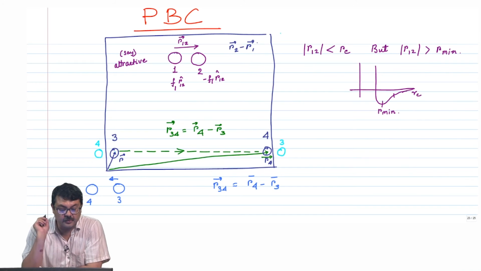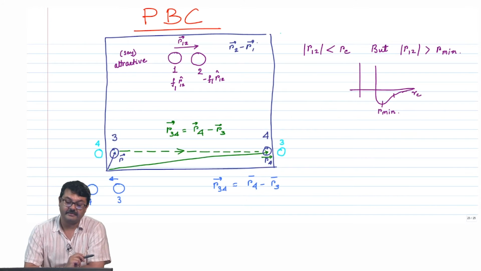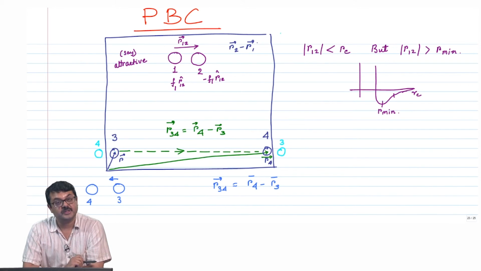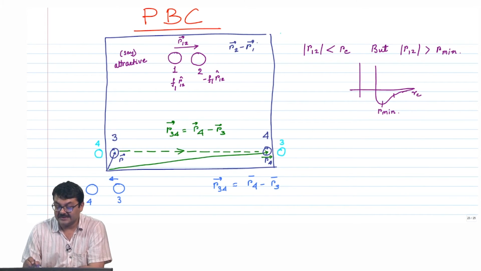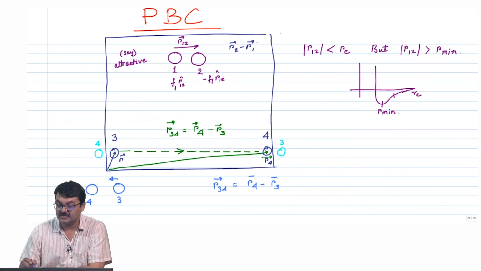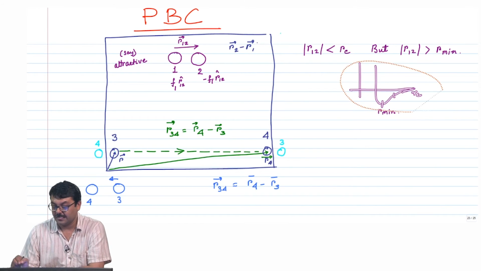Now, suppose this is your particle number 1 and this is particle number 2, and they are interacting by Lennard-Jones interactions, and this is the R 1 2 vector going from particle number 1 to 2, and suppose the magnitude of R 1 2 is such that R 1 2 is less than R c, so that there is an interaction, the interaction is not 0, but R 1 2 is greater than R min. So, it is an attractive interaction, so attractive force. So, this is your schematic Lennard-Jones potential diagram. So, it says that R 1 2 is somewhere here, greater than R min and less than R c.